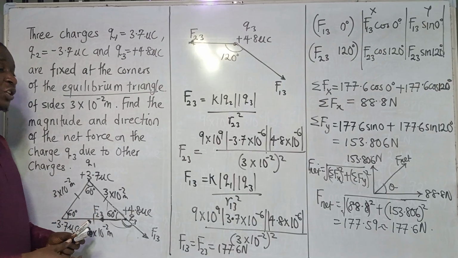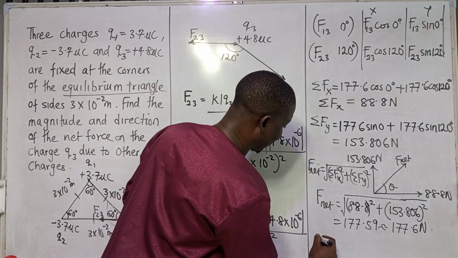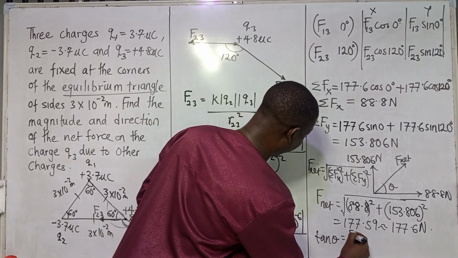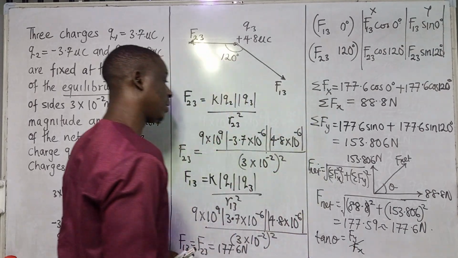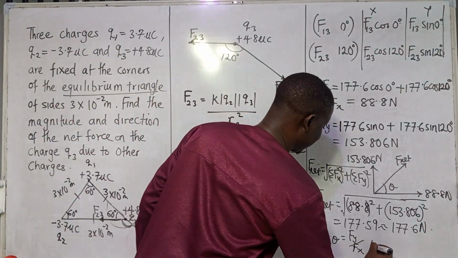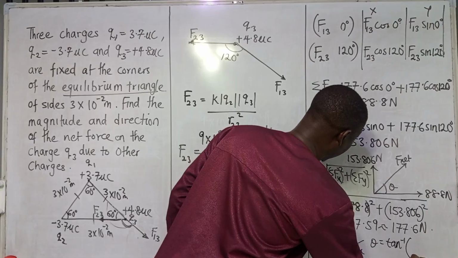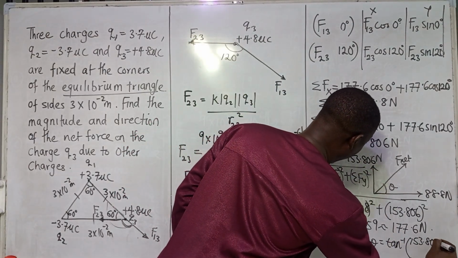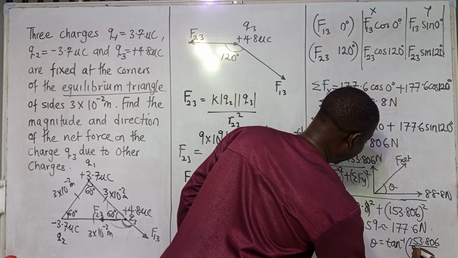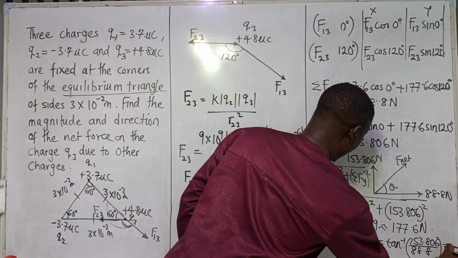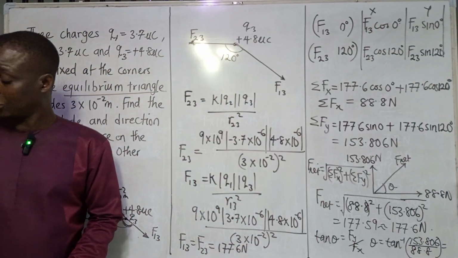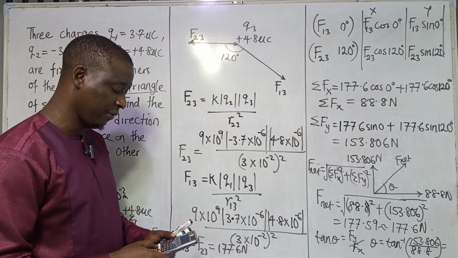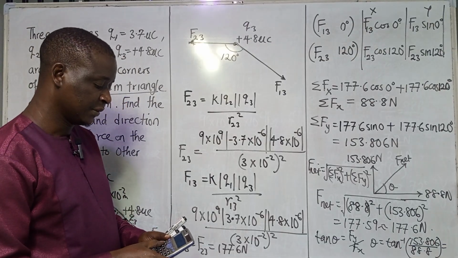But how do you find your direction? To find direction, we use our formula, which is tan theta equal to Fy over Fx. So theta will be tan inverse of Fy, which is 153.806, divided by 88.8. Now that is the formula for finding direction, which we have talked about. I think I've been using that formula, so you should be familiar with it.